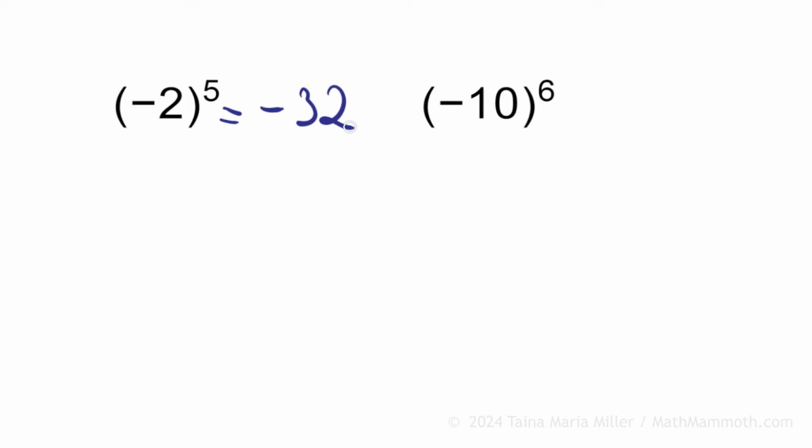And then in the other one, negative 10 to the 6th. Now, 10 to the 6th is 1 million. So this will be either 1 million or negative 1 million, but which one? Since it's an even number of factors, we get a positive answer, 1 million.